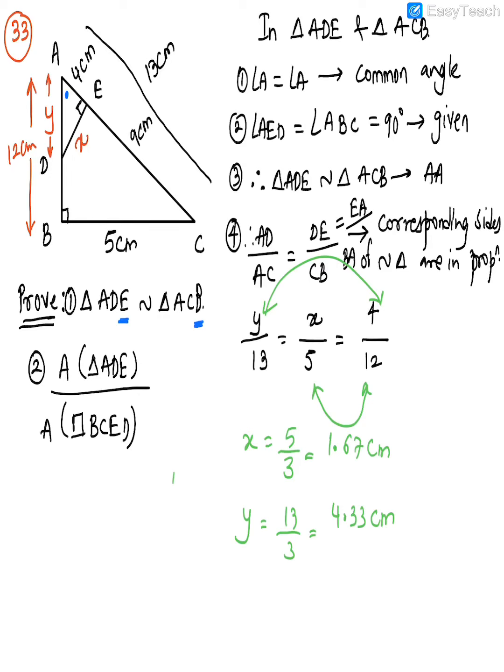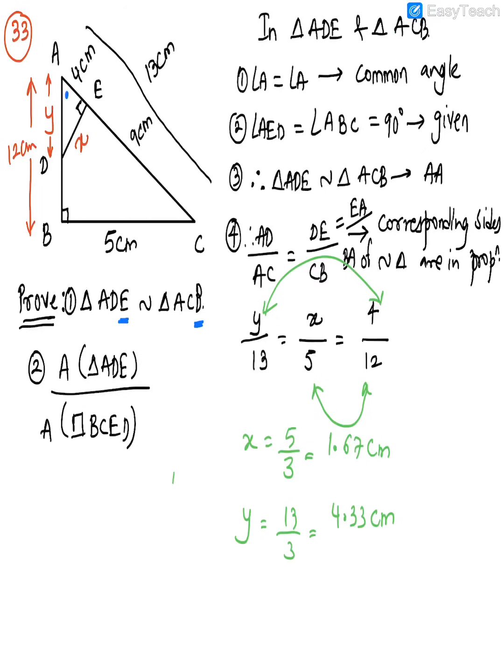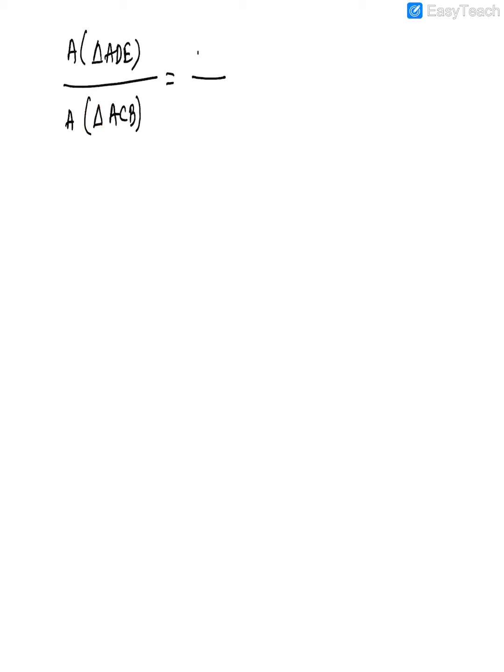Which ratio we knew? We knew EA upon BA, the whole squared. What is the reason you will write for it? So the reason is areas of two similar triangles is proportional to square of corresponding sides. Done.